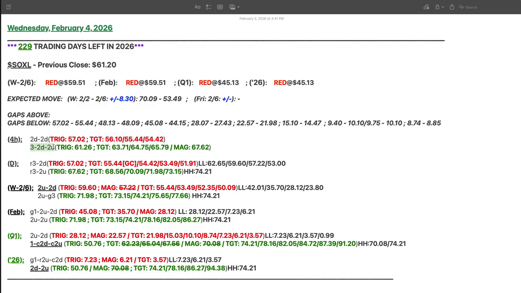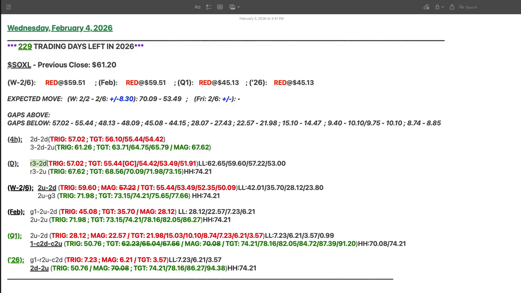If we go to the upside in the first 4-hour candle of Wednesday's price action, that triggers a 2 down 2 up. That triggers at 61.26. We do have these intermediate targets as possible points of reversal or just sideways action, because again, we are in a downtrend on the 4-hour and 1 hour. But if we do break through those, the magnitude of that move is actually 67.62. So about $6, a little over $6 of price action that you can get there. All right, plenty of room to get in.